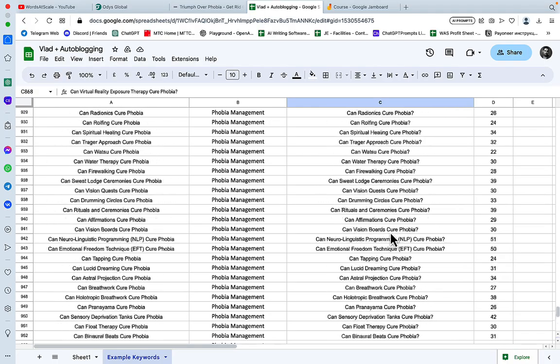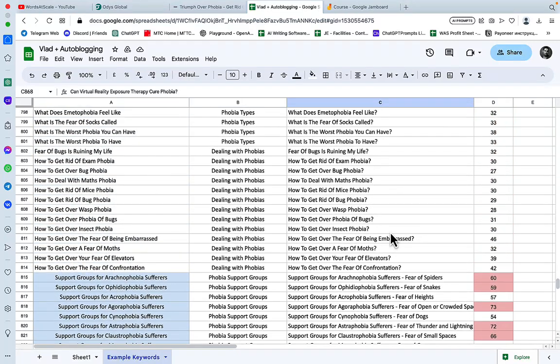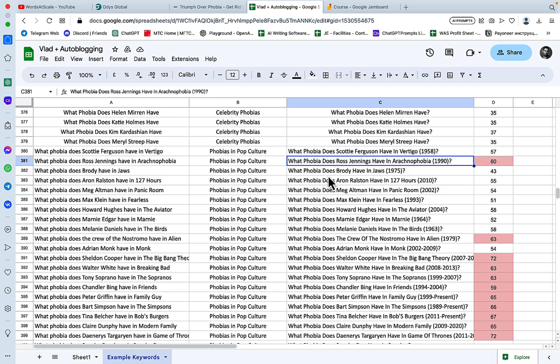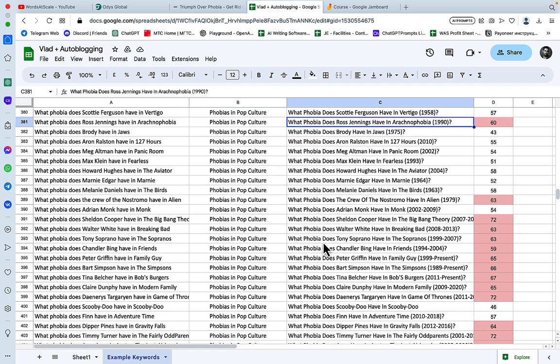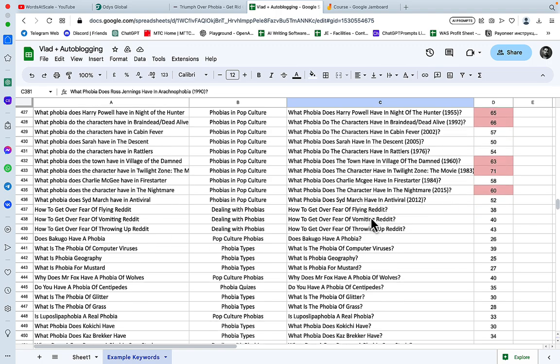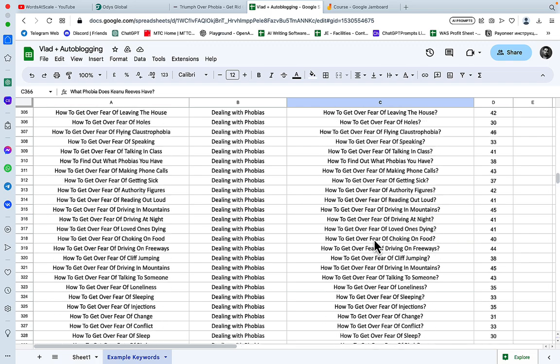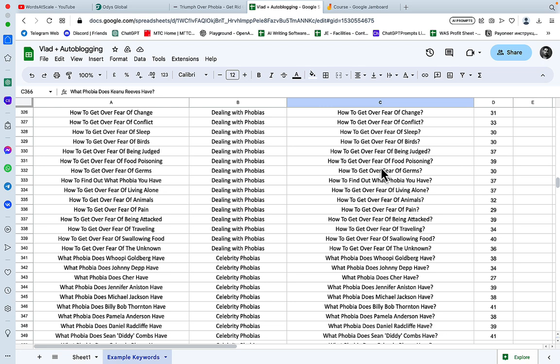And then I'll just show you another category. So phobias from pop culture, that would be like, what phobia does Scottie Ferguson have in Vertigo? What phobia does Brody have in Jaws? What phobia does Walter White have in Breaking Bad? That's the pop culture segment. And the celebrities is like, what phobia does Keanu Reeves have? And what phobia does Megan Fox have? Again, these two clusters are based on existing movies and existing celebrities that are linked to certain phobias and fears.